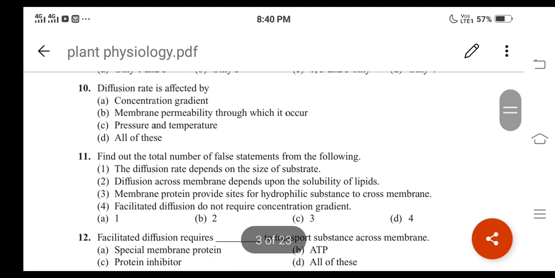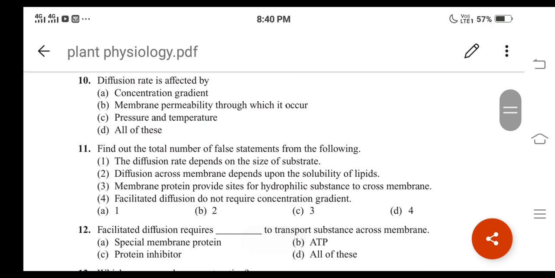Question number 10. Diffusion rate is affected by. What are the different options here? Concentration gradient, then membrane permeability through which it occurs, then pressure and temperature, then all of these, right? The diffusion rate is affected by all these factors, so option D is the correct answer. Then question number 11.